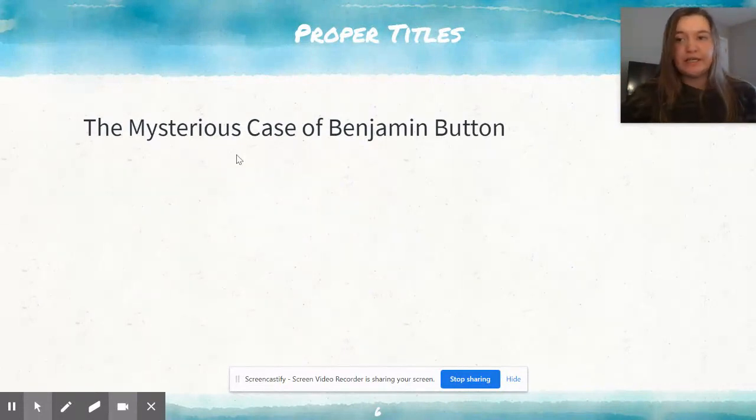So mysterious is an adjective that is describing case. Okay, we know all adjectives get a capital letter. And case, this is the noun it's describing, is also going to have a capital letter. Of, this is a preposition, it's just one of our connection words, not important. But then the word Benjamin, that's part of a name, so that would be a noun that is going to have a capital letter.